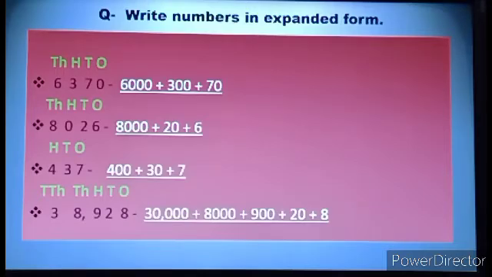So here it is a 3-digit number. First, write 4, which is on the 100s place, so 400, plus 3 is on the tens place, 30, plus 7 is on the ones place, so we write 7. So the answer is 400 plus 30 plus 7.